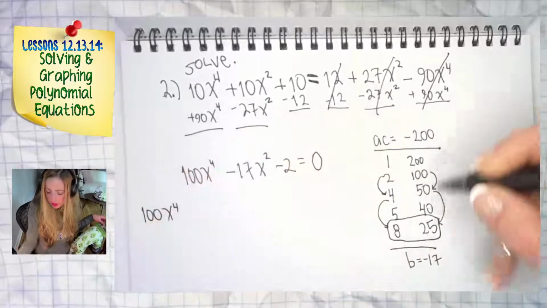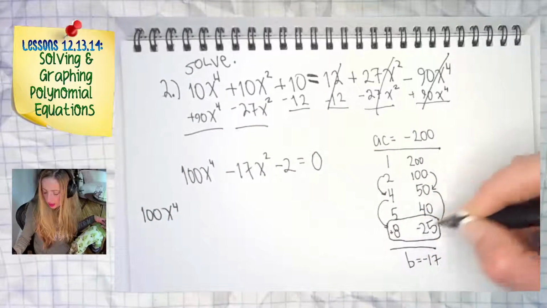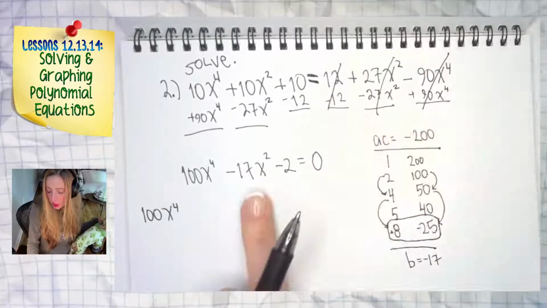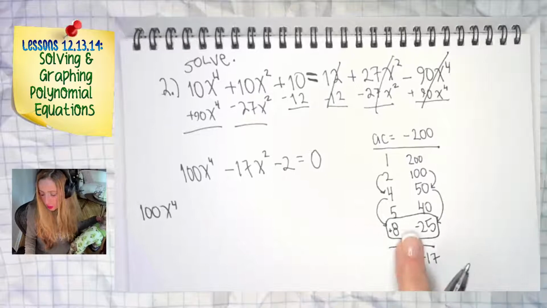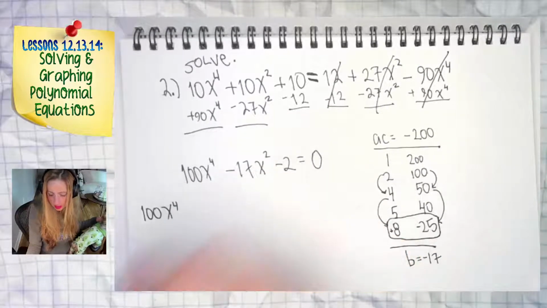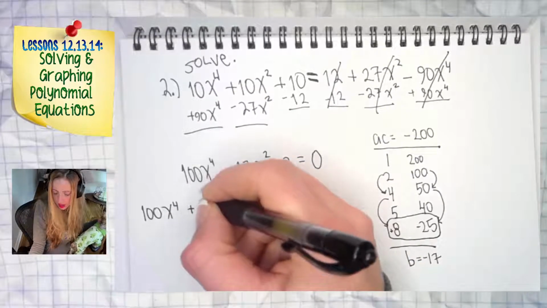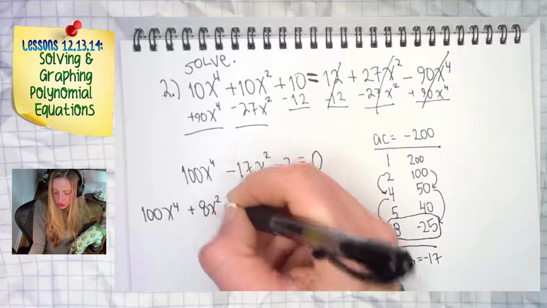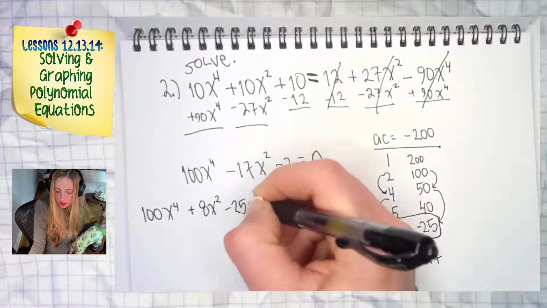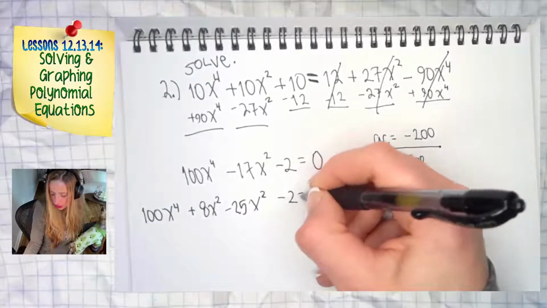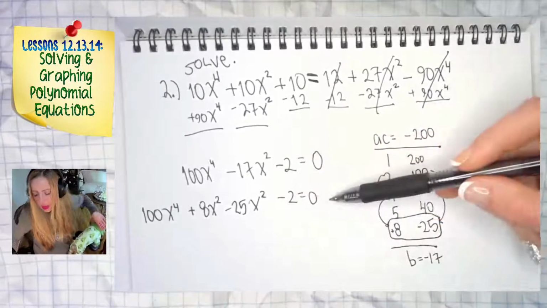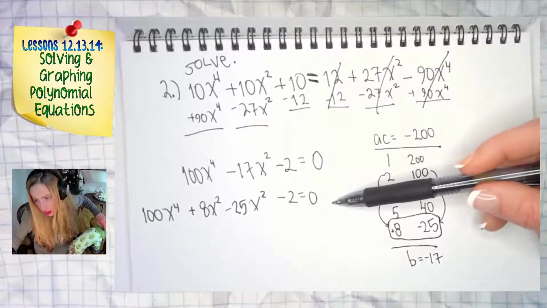Thank you. So positive 8 and negative 25. Good. Normally I know it's usually an x in the middle, but if that's x squared, you want to stick a little x squared, okay? So I'm going to write plus, I always put the smaller number first, 8x squared minus 25x squared, and minus 2 is 0. Anybody remember getting up to this step themselves?